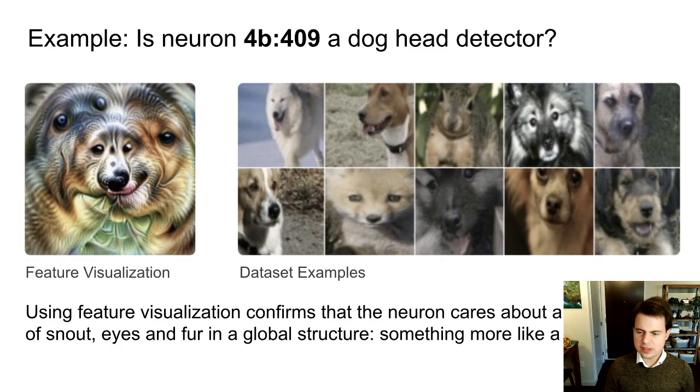So feature visualization is really helpful in separating out a neuron being correlated with some feature from establishing a really causal link. Because if the optimization process produces eyes and produces a snout, then the only reason those would be in the result is if they really cause it to fire more.